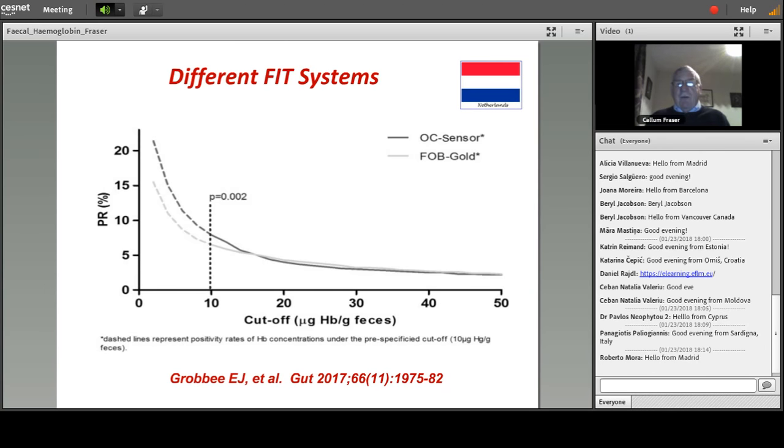Although there are many fecal immunochemical test analytical systems, these are based mainly on polyclonal antibodies, and they have different reactivities to the heterogeneous mixture of intact hemoglobin and degradation products in the feces. So FIT do not all give the same results. And you can see this in a study from the Netherlands: this is the positivity rate versus the cutoff, and the positivity rate is rather different using these 2 different analytical systems, particularly at low concentrations.